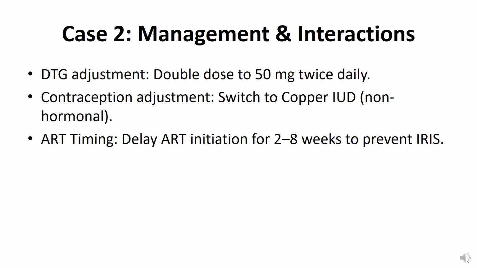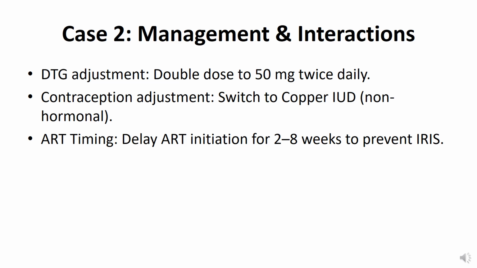Managing tuberculous meningitis in a patient with HIV requires careful coordination of multiple treatments. The goal is to control both infections while minimizing complications and drug interactions. In this case, rifampicin remains an essential part of tuberculosis treatment. However, rifampicin can significantly affect the levels of other medications in the body.